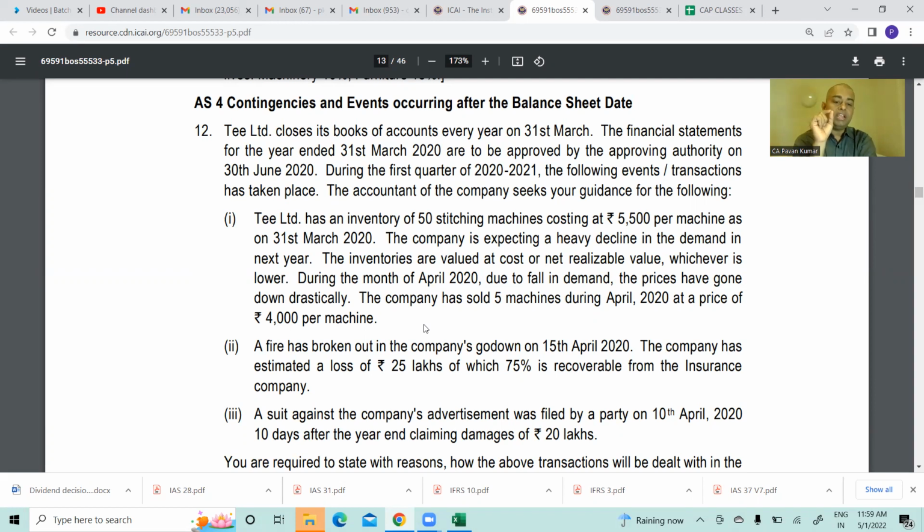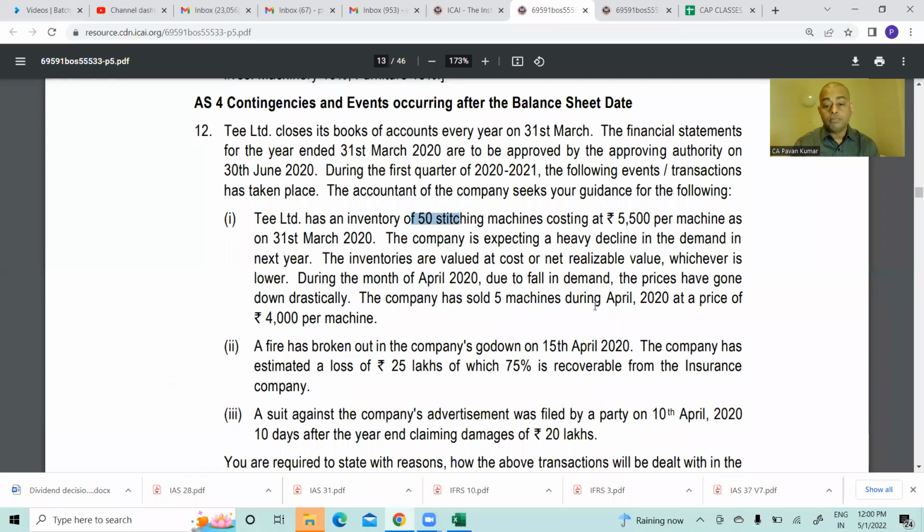Now recollect and tell me, events occurring after balance sheet date, accounting standard 4, we have two types of events, adjusting event, non-adjusting event. If you know that there is a significant fall in the net realizable value of inventory subsequent to the balance sheet date, will you consider that to be an adjusting event, or a non-adjusting event? Guys, tell me. Very good. Correct. It should be adjusting event. Very good. Okay, so what are you supposed to do?